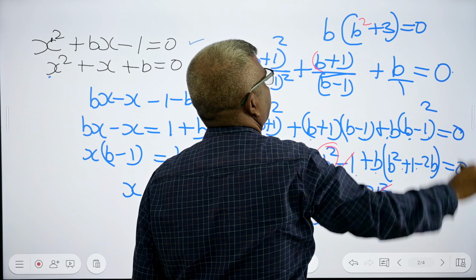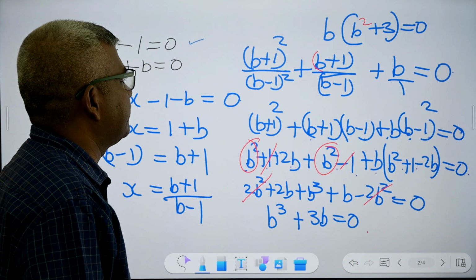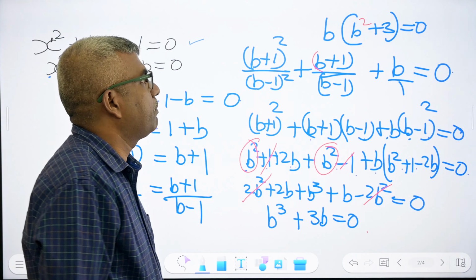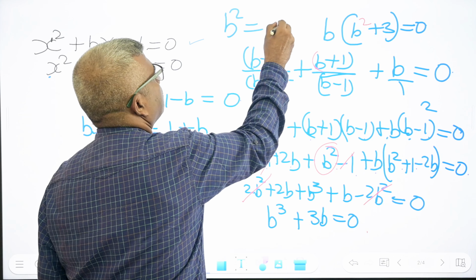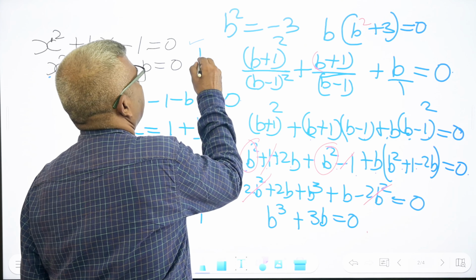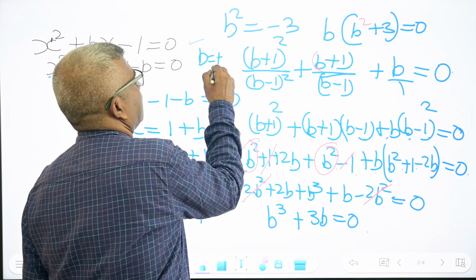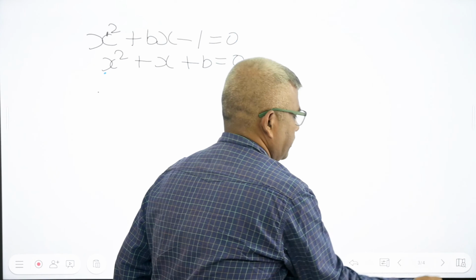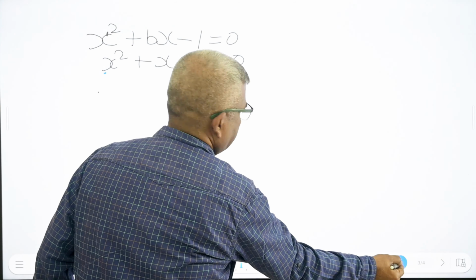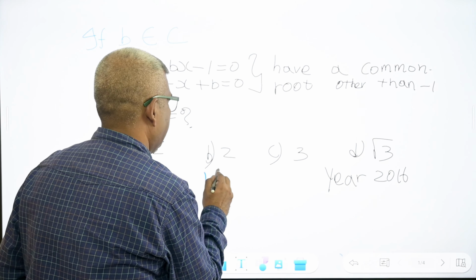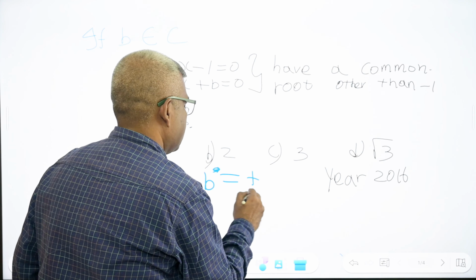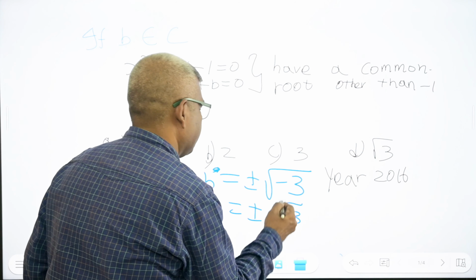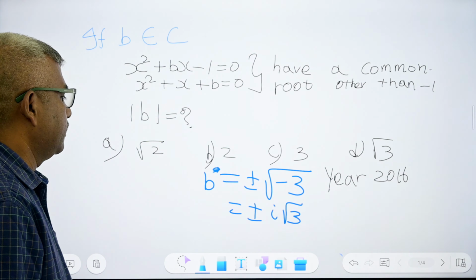is equal to 0. So what are the options? Either b is equal to 0 or b is not equal to 0, because they have given b is a complex number. So b squared is equal to minus 3. So what is b? b is plus or minus square root of minus 3, which is plus or minus i root 3. Okay, this is b.